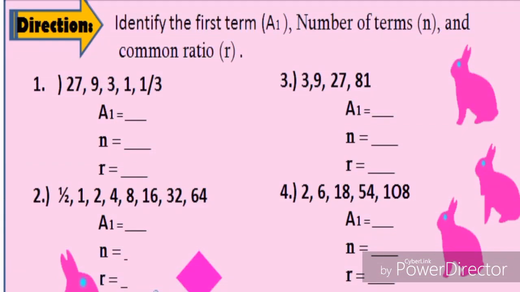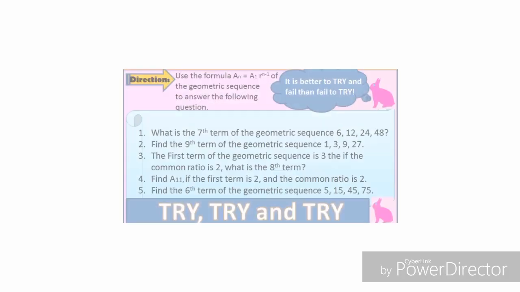Okay, now you can try this one. You're going to identify the first term, the number of terms, and the common ratio. We have number 1, number 2, number 3, and number 4.